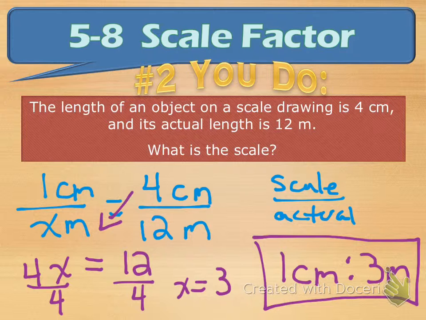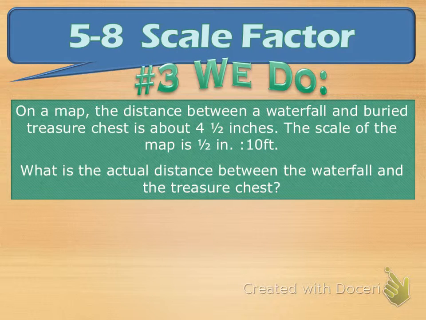So let's look at number 3 as our example. On a map, the distance between a waterfall and buried treasure chest is about 4.5 inches. The scale of the map is 1/2 inch to 10 feet. What is the actual distance between the waterfall and the treasure chest? Remember, we're putting scale on the top, actual on the bottom.